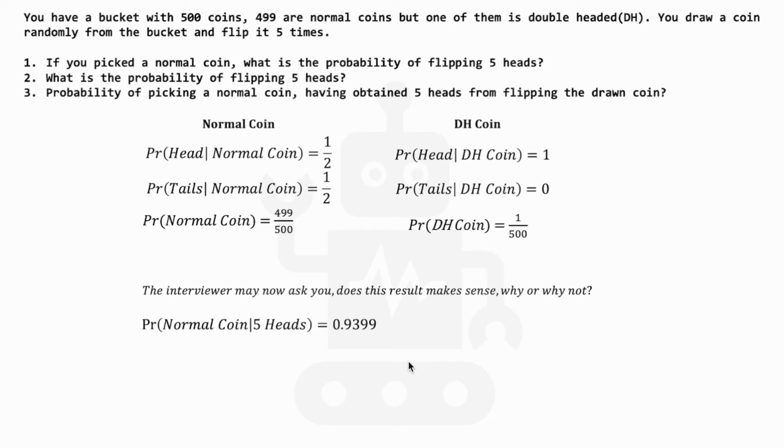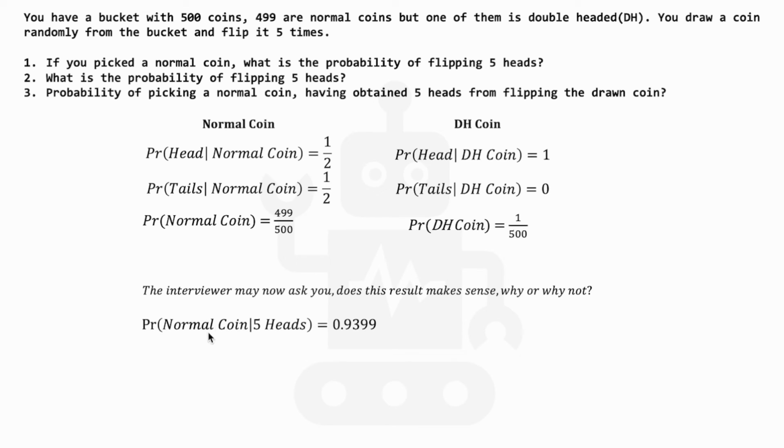At this point, the interviewer may now ask you, does this result make sense? Why or why not? So let's think about what we have so far. So we started with a prior estimate. We started with a prior of the probability of getting a normal coin here, which is just 499 out of 500 because there are 499 normal coins out of 500 coins. And then we drew a coin and we had some new information about this having flipped 5 hits.